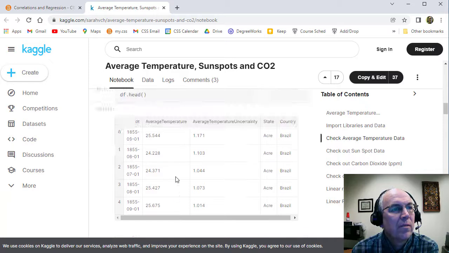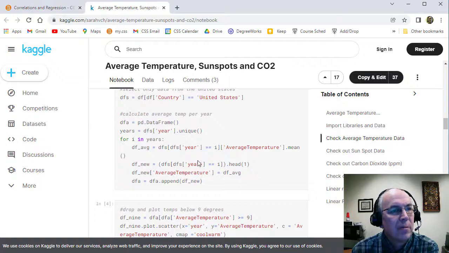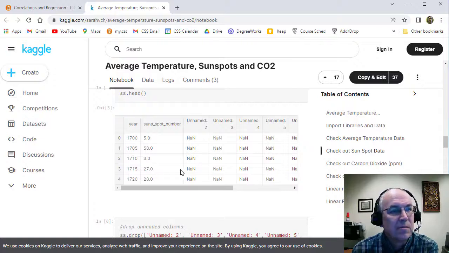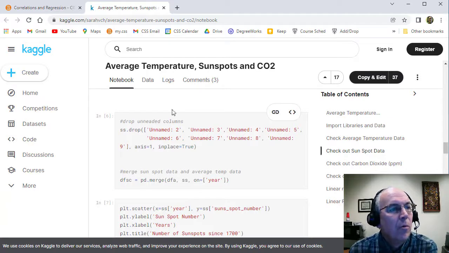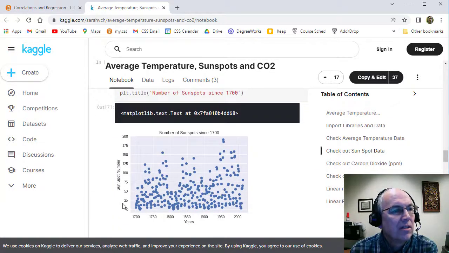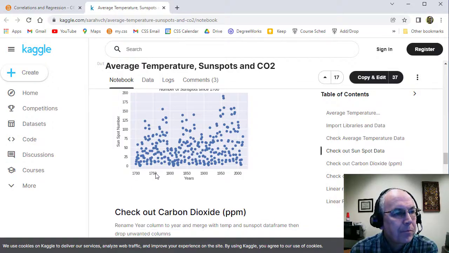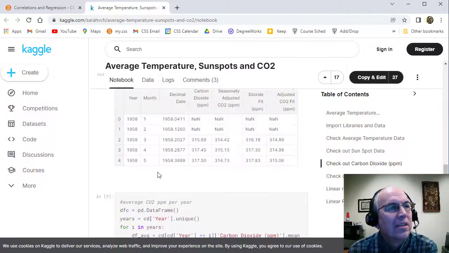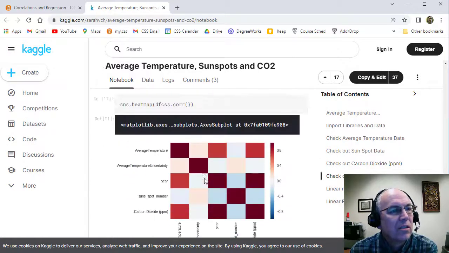Now there's actually quite a bit of parsing of this data. We have to read in monthly data, and then the monthly temperatures get averaged into an annual temperature. We bring in some sunspot data by year, and we have to combine that in the same data frame with our temperature data, and same with the CO2 data. So here's the sunspot data over the years. It tends to follow, I think, a 12-year cycle of ups and downs. And then again, here are the CO2 levels, showing that they're increasing over the years.